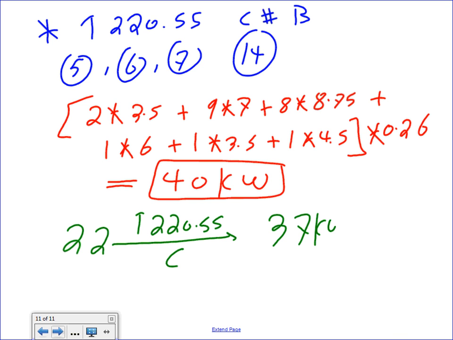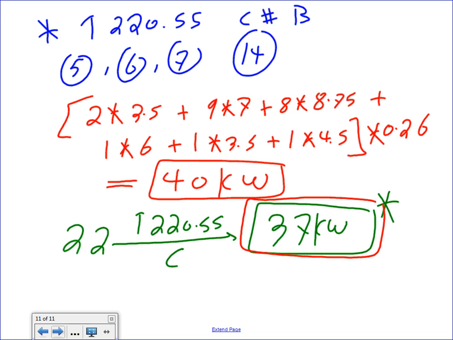37 kW. Now do me a favor. Which one are you going to use? That's it. The smallest. I'm not going to take the more demand, but the smallest. So that's where 37, if we did our math right, is the one that you're going to be carrying, because guys, for 22, all of them apply under C.